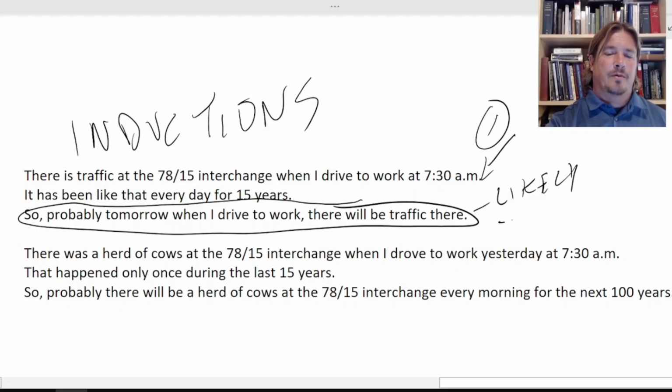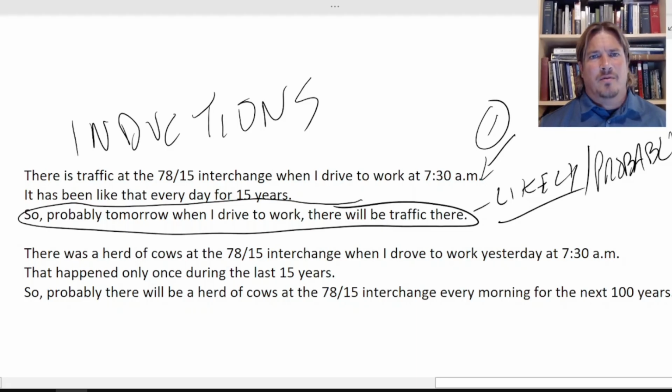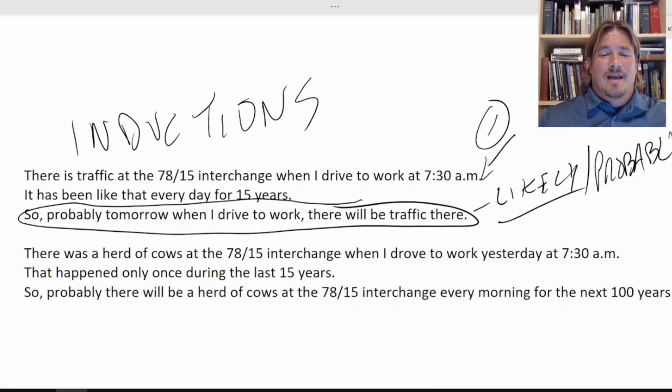Likely to be true. Or probably going to be true. But does it have to be true? No, it doesn't. Why? Because maybe tomorrow when I drive to work, I forgot I'm driving on a Sunday or a federal holiday or something. Driving on Christmas Day, right? It's like, well, there's nobody on the freeway. It's a major holiday, and it's a weekend, right? So that doesn't have to be true, but it's probably true.